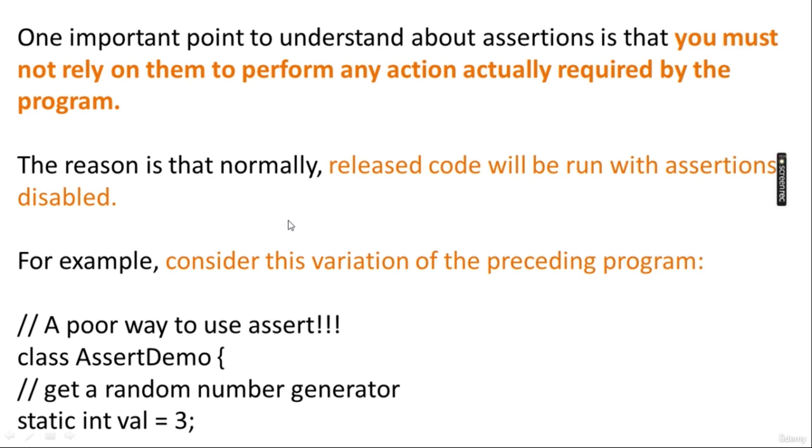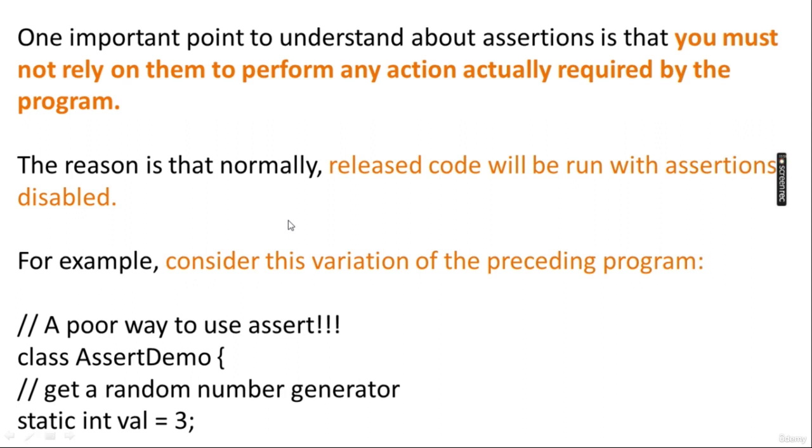You must not rely on them to perform any action usually required by the program. So you should not be dependent on the assertion. Assertion will guarantee you that any non-conditional error condition is flagged. Then it will throw the assert error, but still you cannot rely on them to perform any action. So you should specify some other way to find out if the condition is actually true. The reason is that normally release code will be run with assertions disabled.